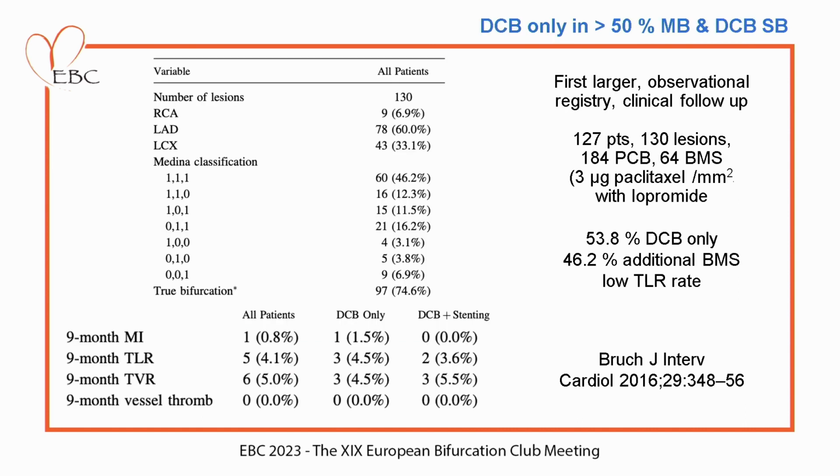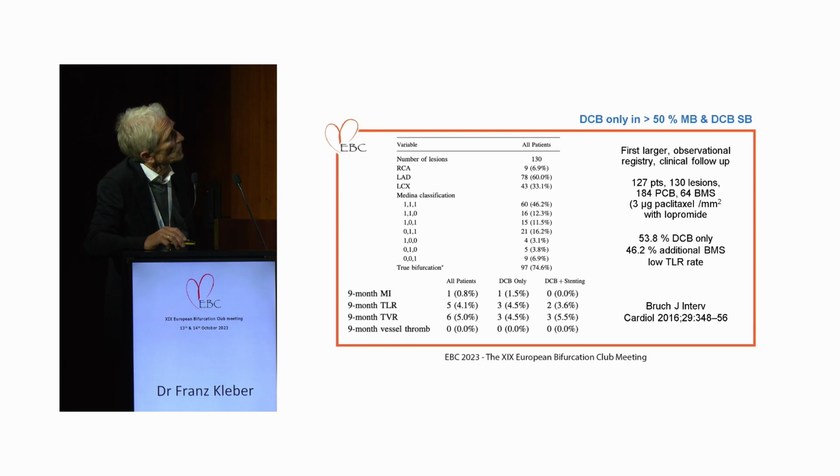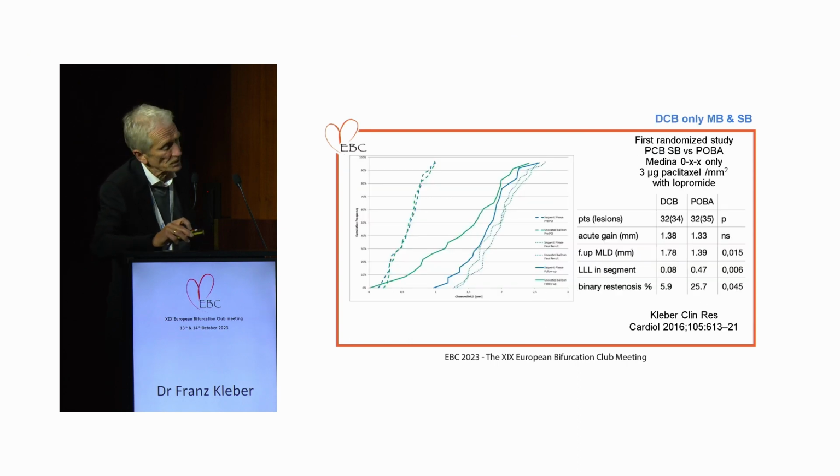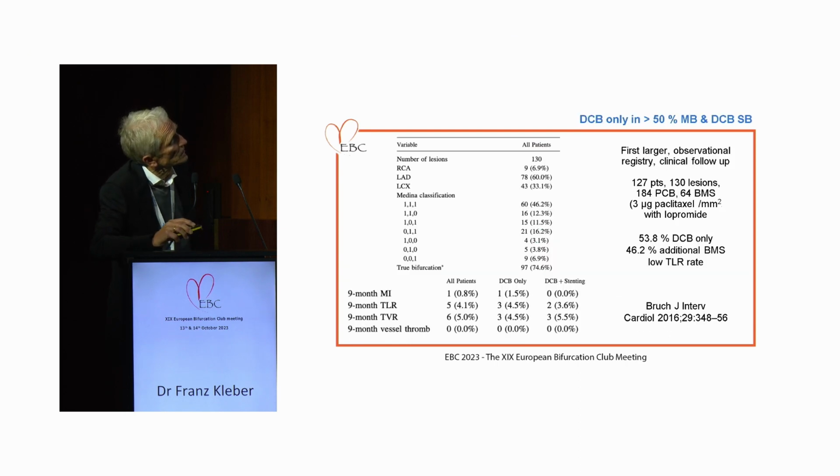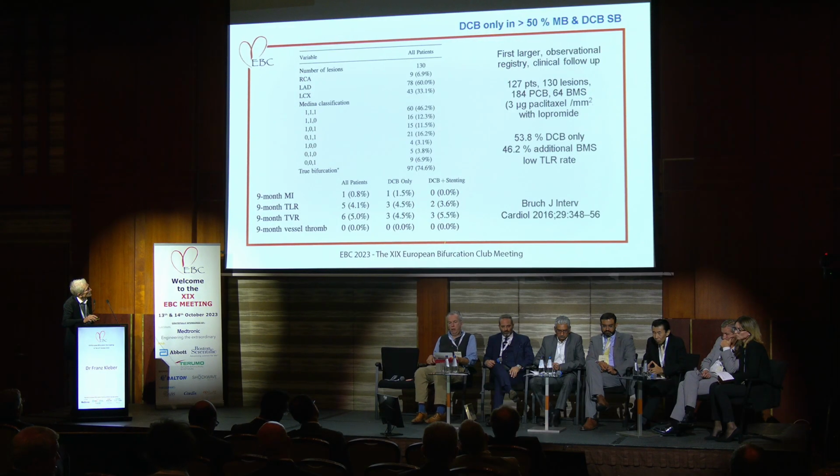Then we have the registry by Leonhard Bruch, also a former co-worker of mine. He presented 127 patients. A little more than half of them had bifurcations, 53%. And for this group, the DCB only group really showed good results, as you see here below. You see here, this is the DCB only group, and this is the DCB group plus stenting, DES stenting.